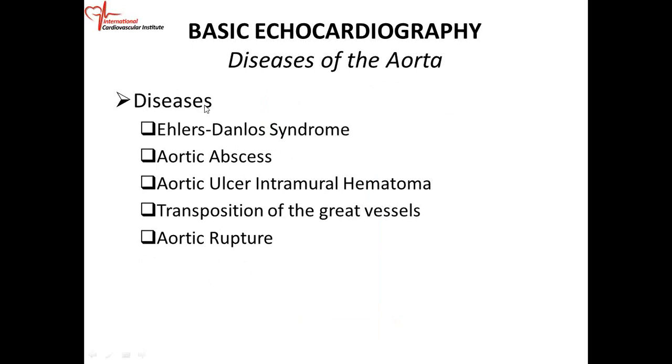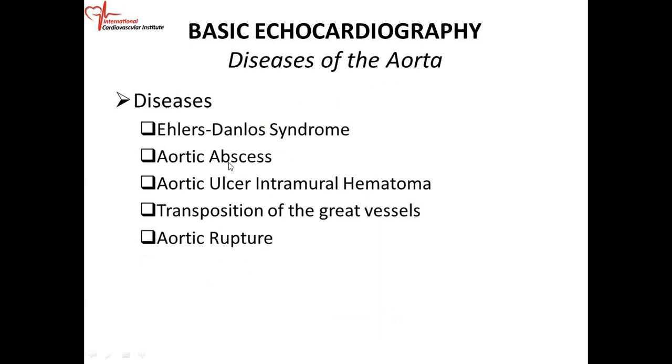Other diseases that affect the aorta: Ehlers-Danlos syndrome. You must have seen these patients, we say that they're double jointed. They can twist in all sorts of shapes, twist and fit in a small box or a small area. They usually have what we call Ehlers-Danlos syndrome. The joints are very, very lax. These individuals also tend to have an aneurysm of the aorta, the ascending aorta.